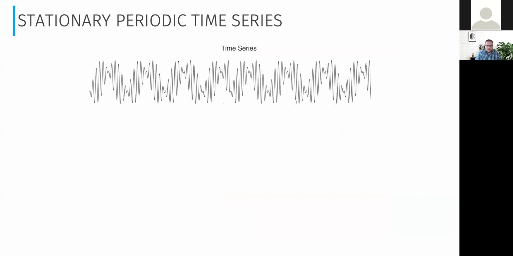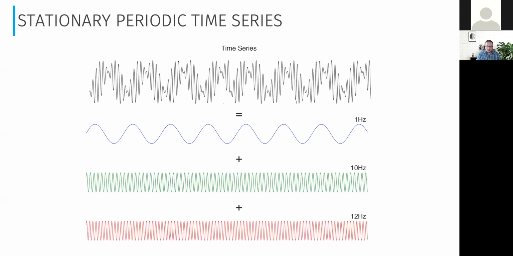So what we now are going to start talking about is waveforms. There's a couple of terms we want to use. Periodic just means repeating, and stationary means not changing, in this case not changing its properties. So if we have a repeating time series, a repeating signal, you can see how, while that looks complicated, it is actually just the sum of these different frequency events, 1 hertz, 10 hertz, and 12 hertz, right?